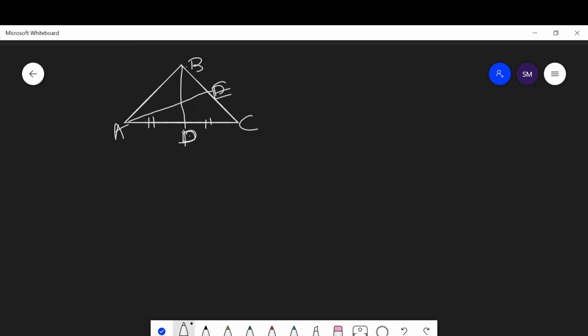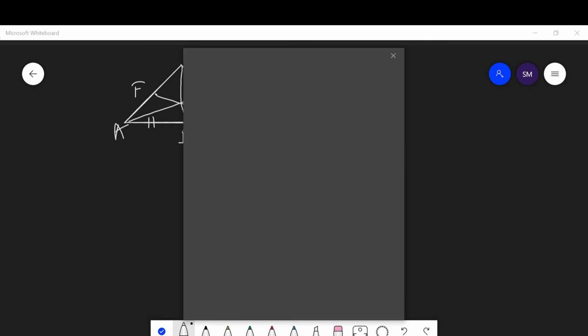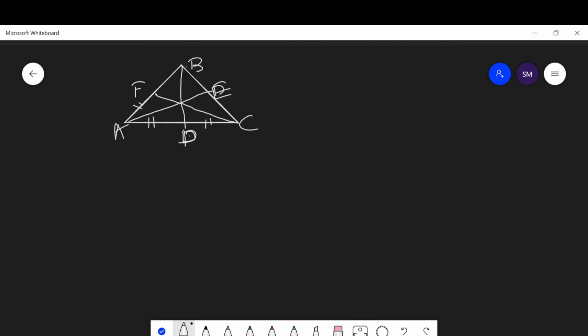Then CF is another median which bisects the side AB at F. Here BD, AE and CF are the medians which meet at the point G. Then G is called the centroid of the triangle. The centroid of the triangle is the point where three medians meet, and this is very important that the medians intersect each other in the ratio 2:1.